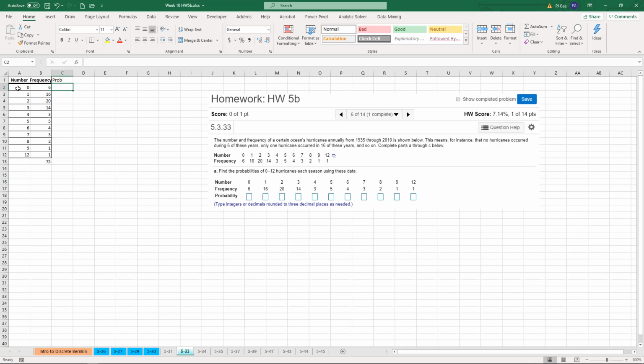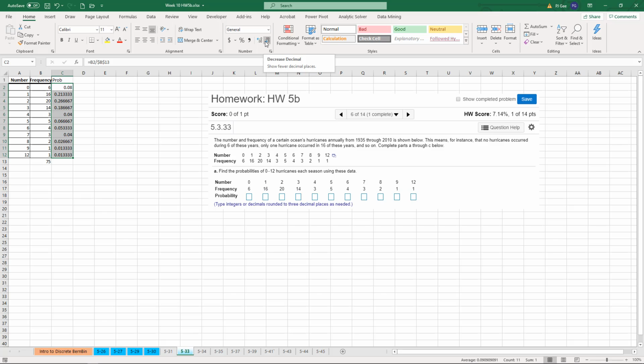The probability of 0 is how frequently it occurs. It happens 6 times out of 75. So we're going to say 6 divided by 75, and I know I'm going to drag this down, so I'm going to hit it with an F4 there and lock it down. I lock down the total sum there, and then we'll drag this down. Boom. So we have all these frequencies.